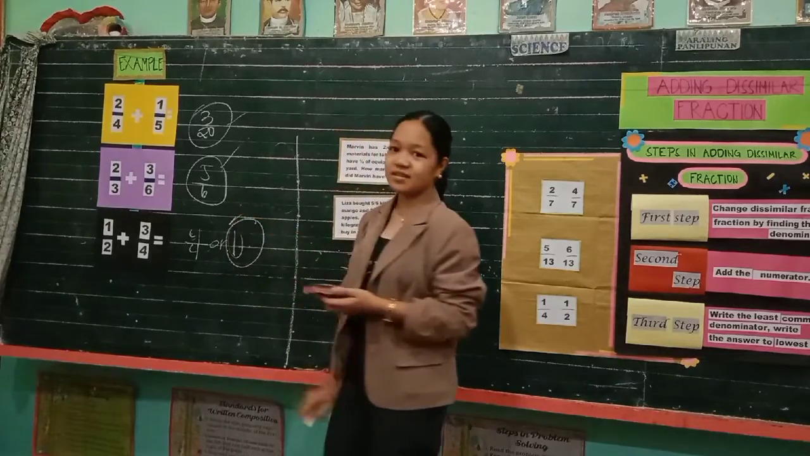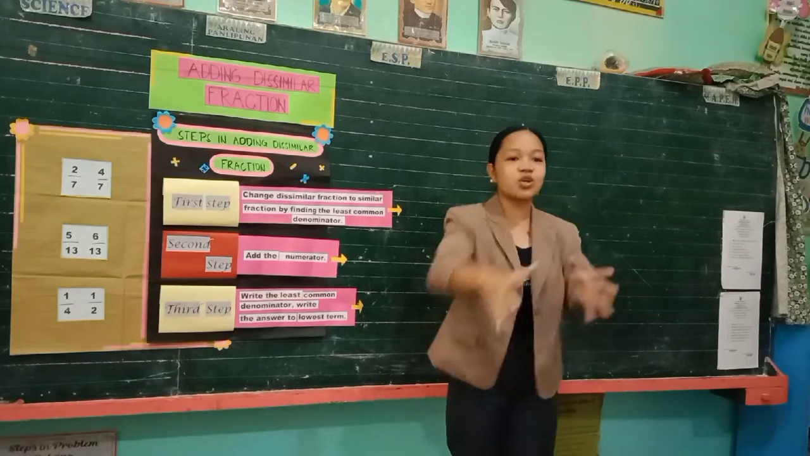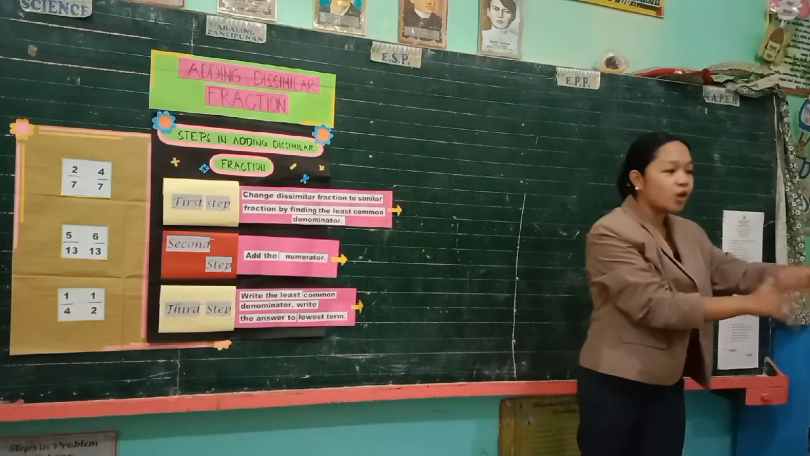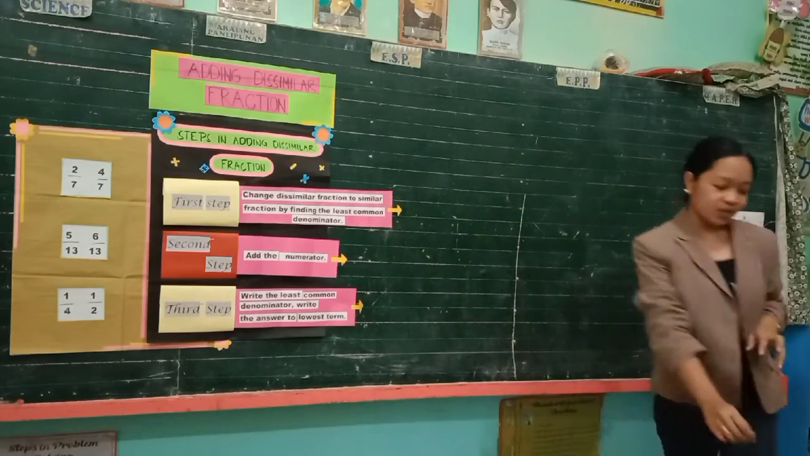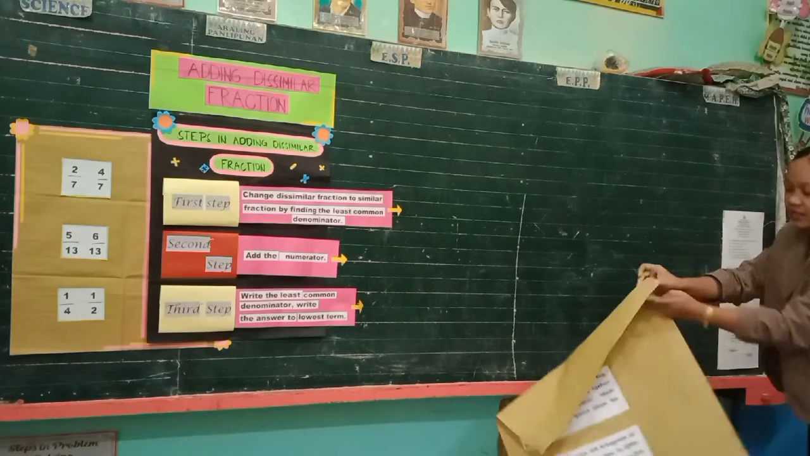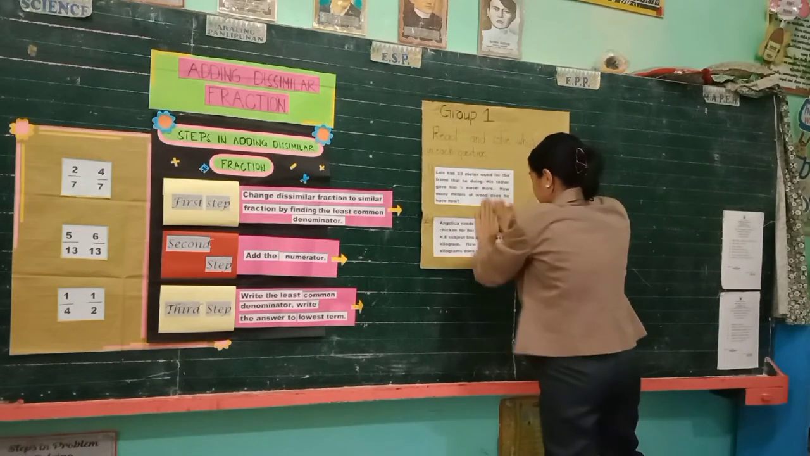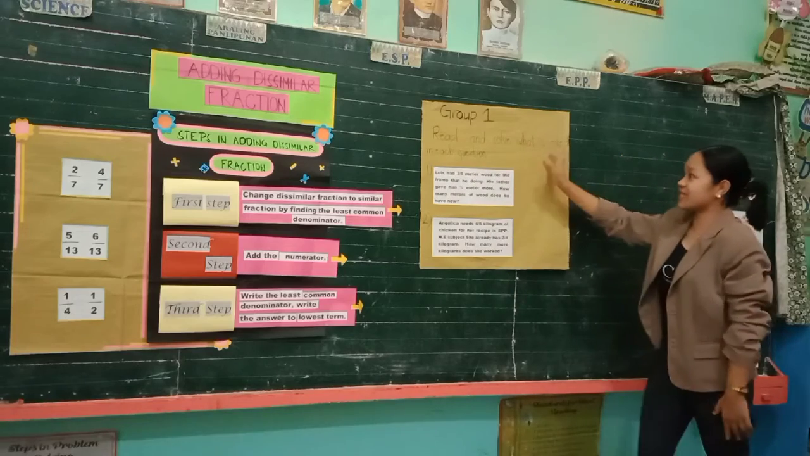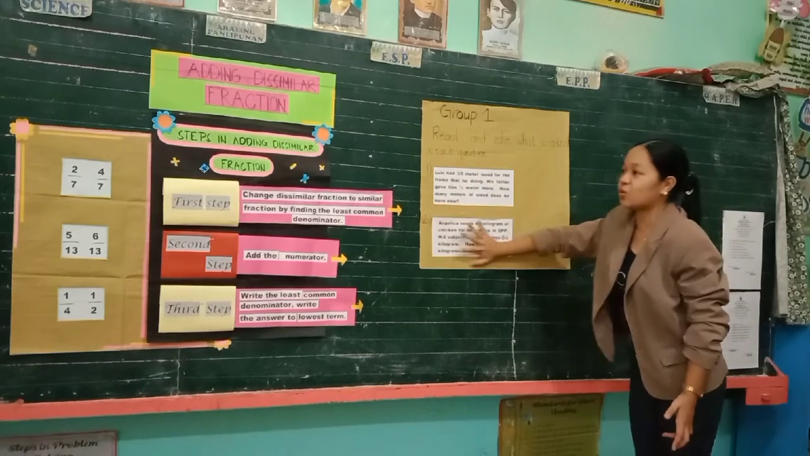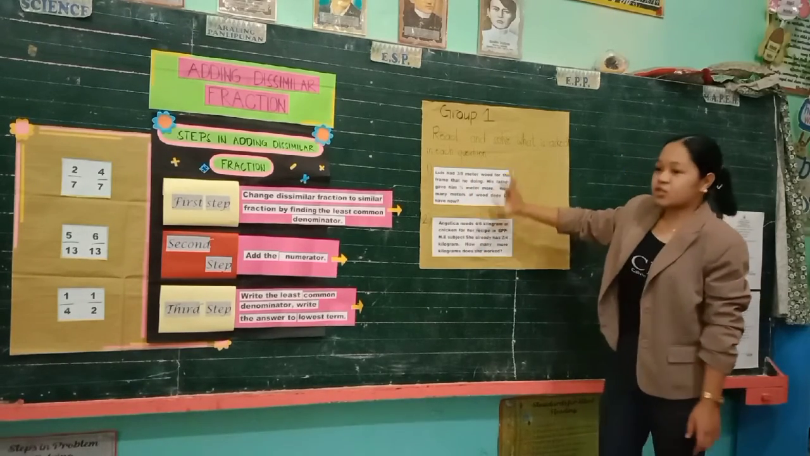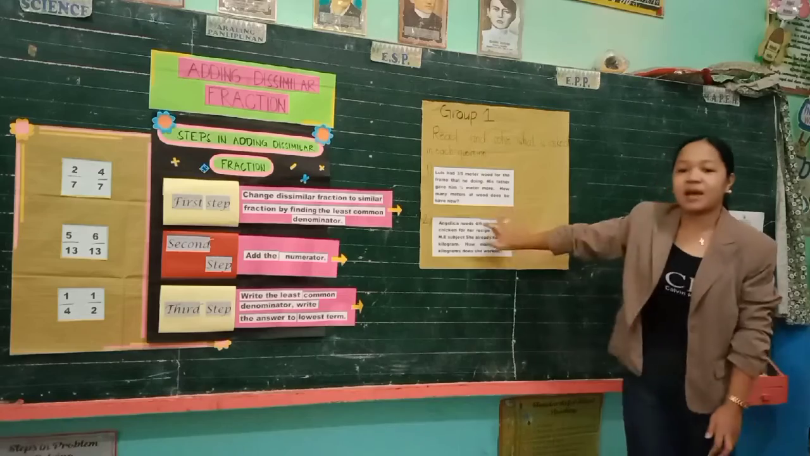So this is correct. So now, we will have an activity by group. So this is group 1, this is group 2, and group 3. The first row is group 1, the second row is group 2, and the third row is group 3. So this is the activity of group 1. Please keep quiet. Read and solve what is asked in each question. So the two questions here are problem solving. So you need to read and understand what is asked in the problem.